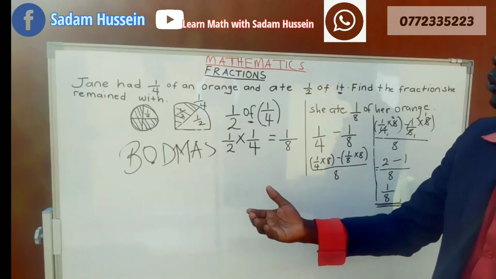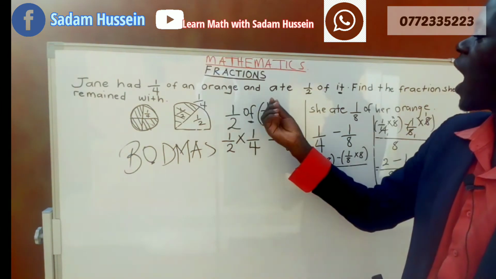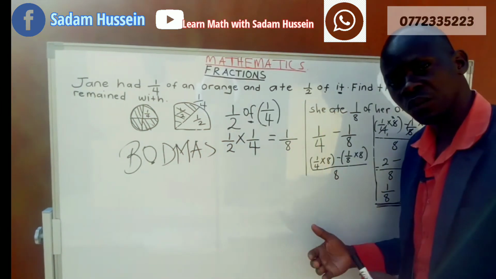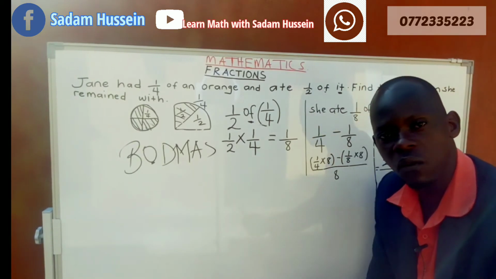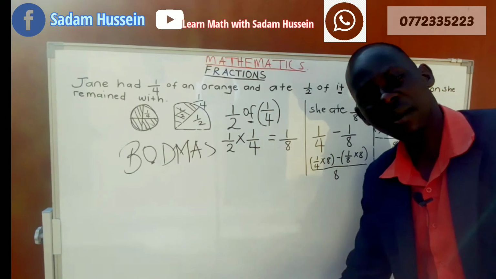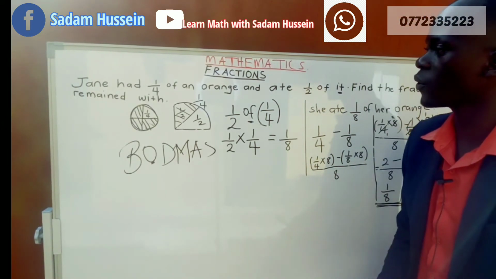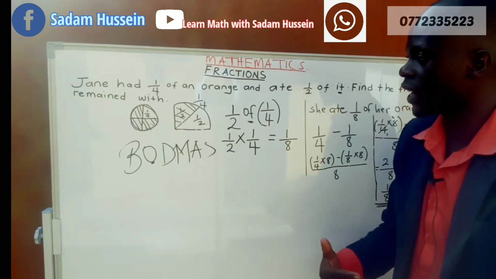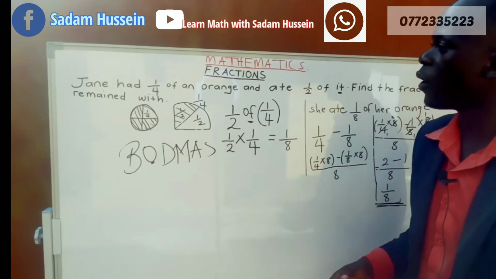So I repeat to read this question. Jane had a quarter of an orange and ate a half of it. Find the fraction she remained with. Something very simple, by the way, for us to interpret. And I want you learners to always be very careful when you're answering questions under fractions. It's supposed to be for your own benefit.